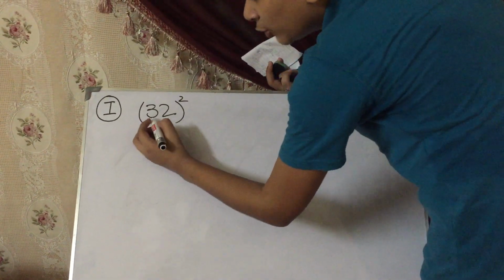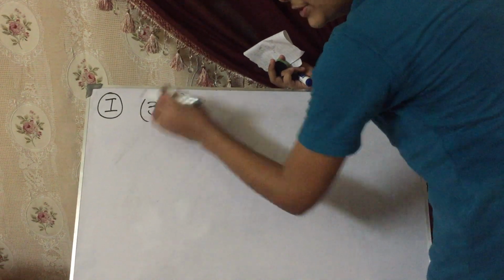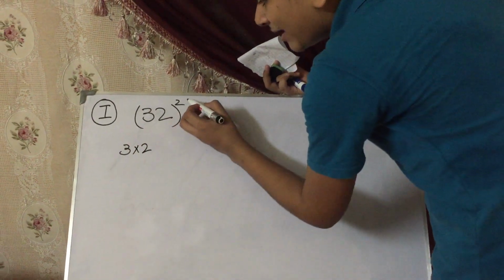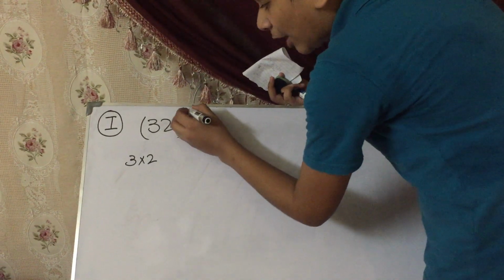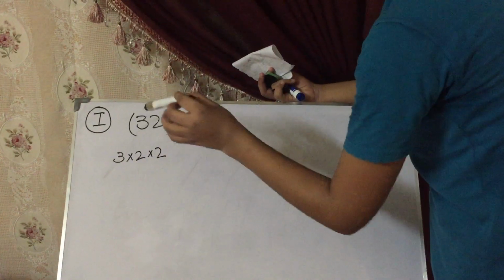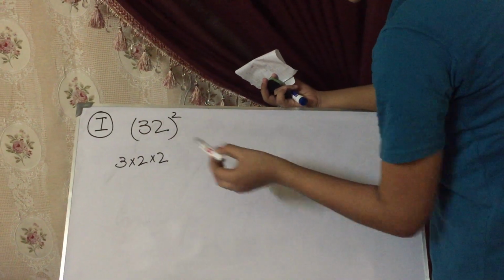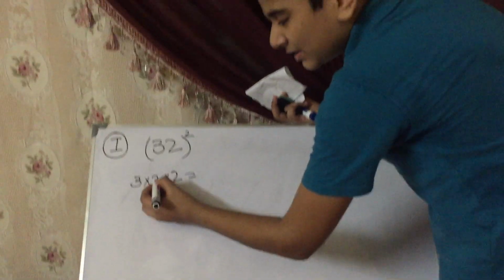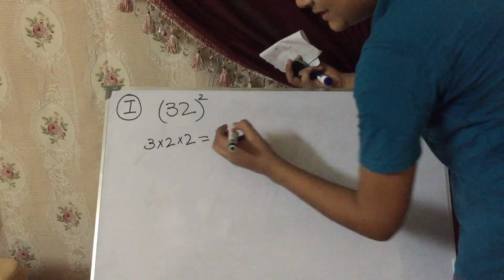Firstly, we multiply the two numbers inside the brackets, and the power, the square outside, we also multiply. We have to multiply all these three numbers by each other: 3 multiplied by 2 multiplied by 2. What is the answer? 3, 6, and 12.